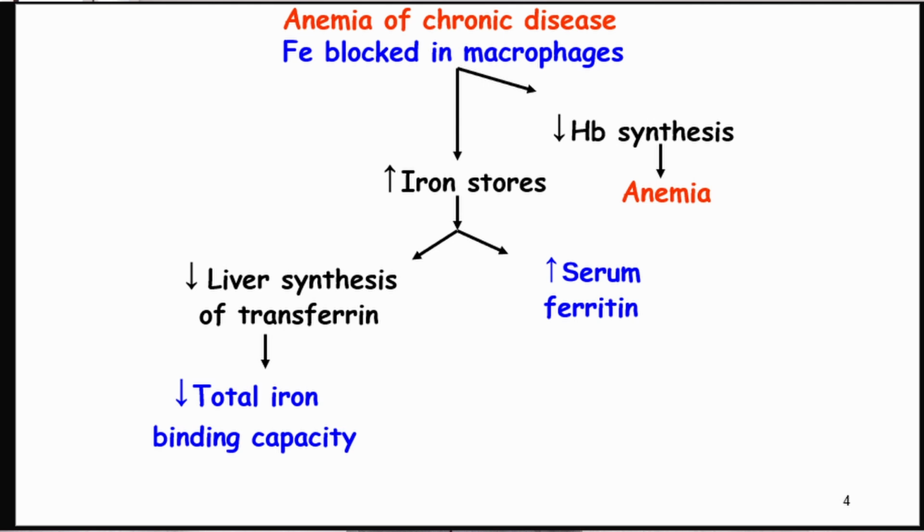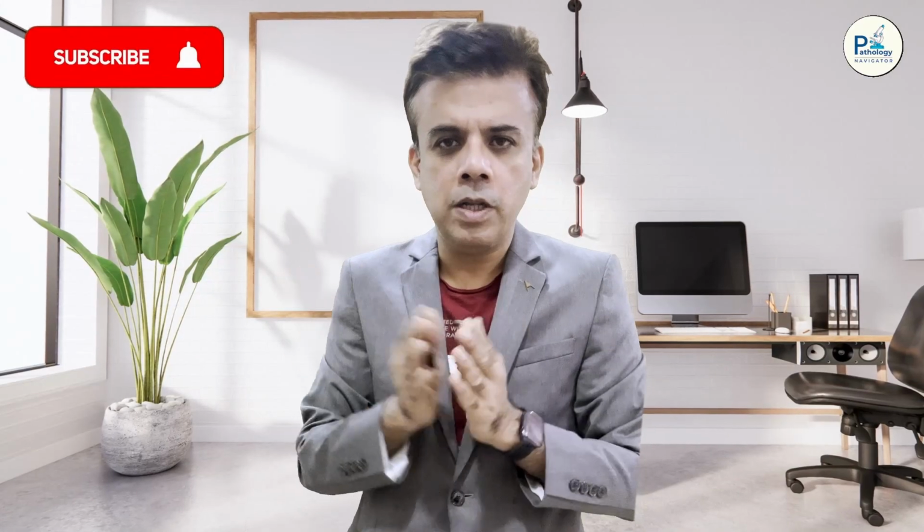It may be a normocytic normochromic anemia initially, but later on in many of the cases there is microcytic hypochromic anemia. So generally it comes under the category of microcytic hypochromic anemia.